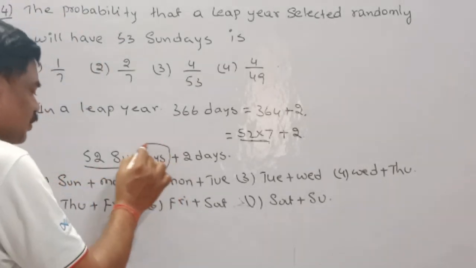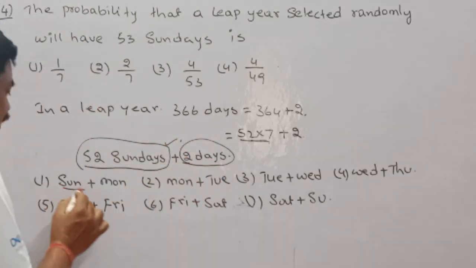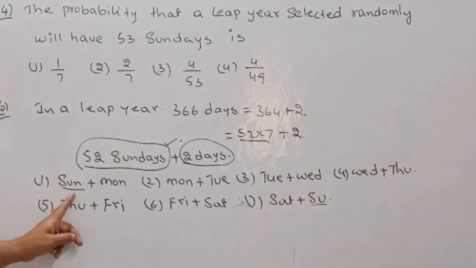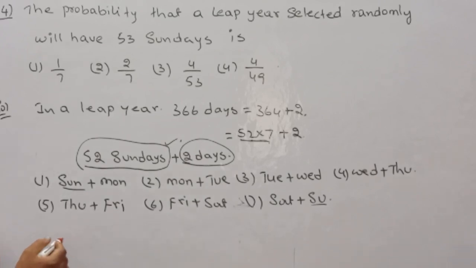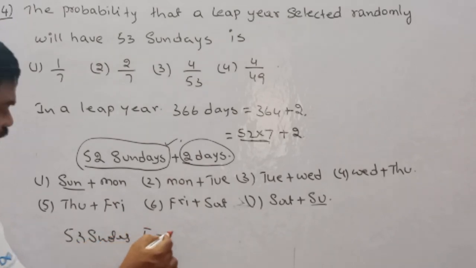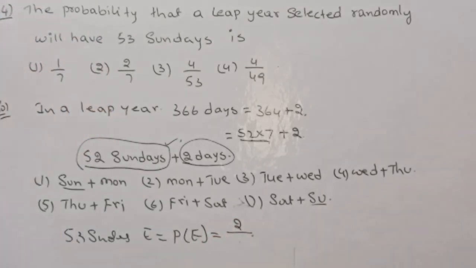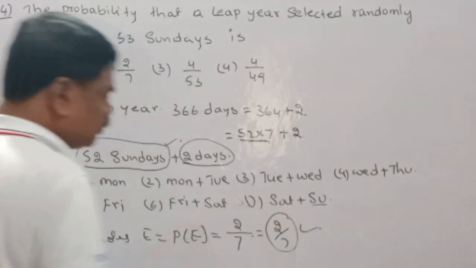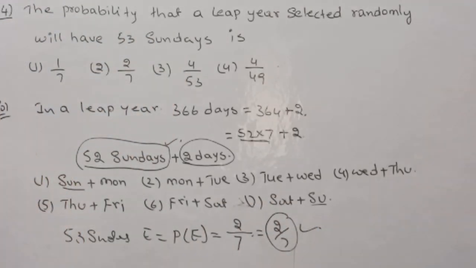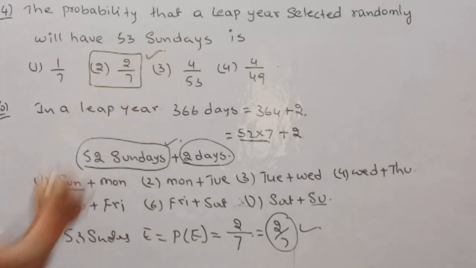52 Sundays must be completed, and these 2 days must include a Sunday. How many favorable events are there for the event E of 53 Sundays? P of E is equal to 2 favorable events out of 7 total events. That is 2 by 7, the probability of getting 53 Sundays in a leap year. So option 2 is the correct answer.